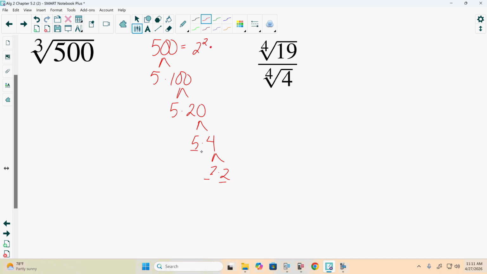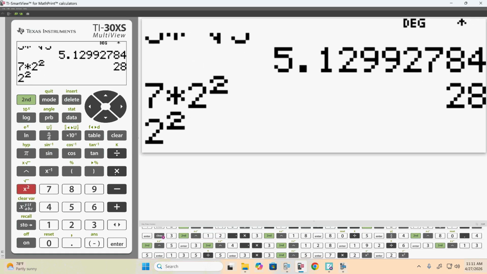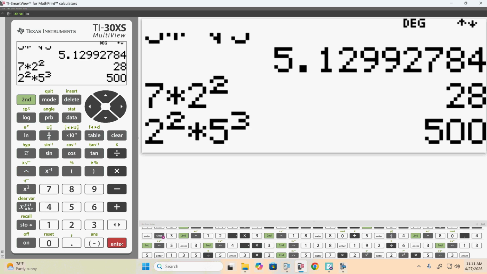And we have 5, 1, 2, 3 times, 5 to the third. We're not looking at our composite numbers, we're just looking at those prime numbers. So it's telling us that 2 squared times 5 to the third is 500. Now we can grab a calculator, plug it in, and see, does 2 squared times 5 to the third give us 500? And lo and behold, it does.